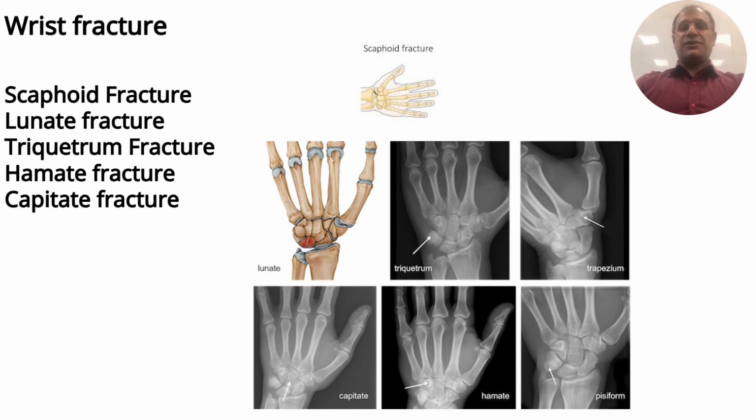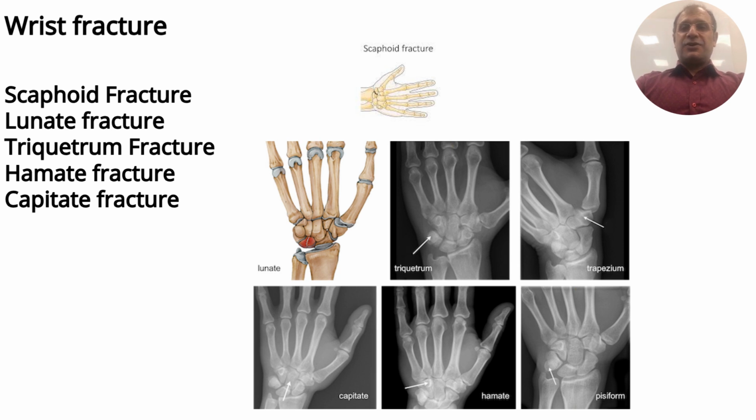Hamate fractures often occur in athletes who use a racket, bat, or club due to the repetitive impact on the hypothenar eminence. The hook of the hamate is the most commonly fractured part. Symptoms include pain, swelling, and weakness in grip strength. Capitate fractures are rare and usually result from high-energy trauma, such as a fall. The capitate has a tenuous blood supply, making it susceptible to avascular necrosis. Symptoms include wrist pain, swelling, and limited mobility.